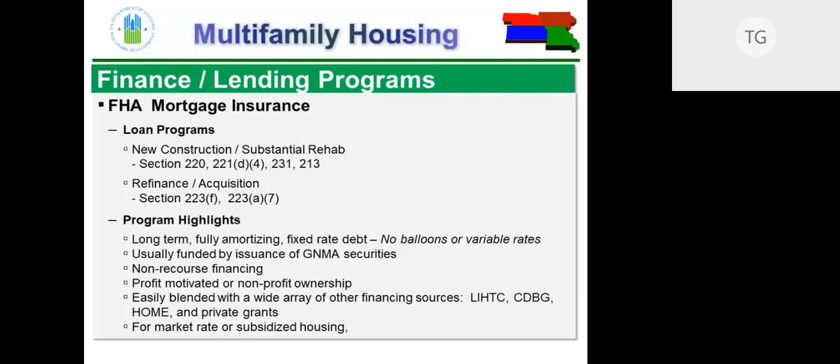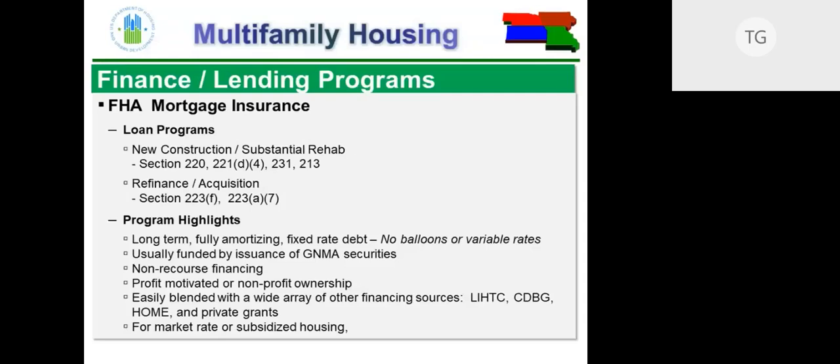Our FHA loans are generally secured by Ginnie Mae securities, and the debt is non-recourse, and so the borrower does not have their personal assets entangled with the development or used as collateral. Our multifamily programs work for both profit-motivated or nonprofit ownership, and then we can easily blend the FHA programs with secondary financing sources, so low-income housing tax credits, CDBG funds, Federal Home Loan Bank funds, et cetera.